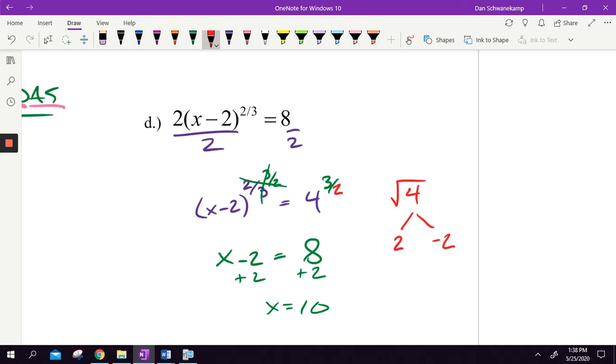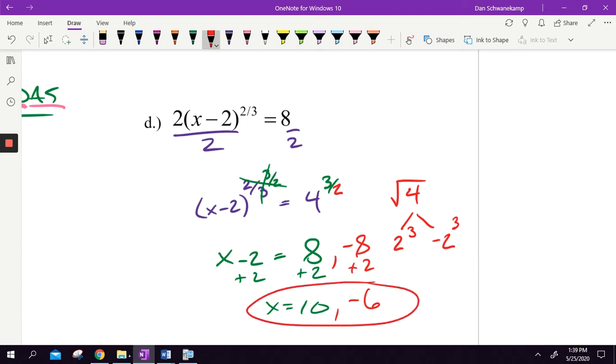Then I need to cube that. Well, if I cube 2, oh yeah, that's getting me 8. But -2 cubed doesn't get me 8. -2 cubed gets me -8. And then I'm adding 2 to that as well. I get 10 and -6. I get 2 separate answers there.